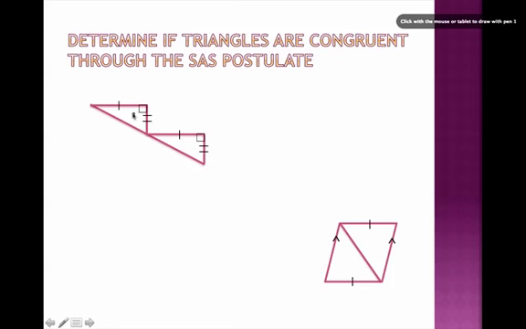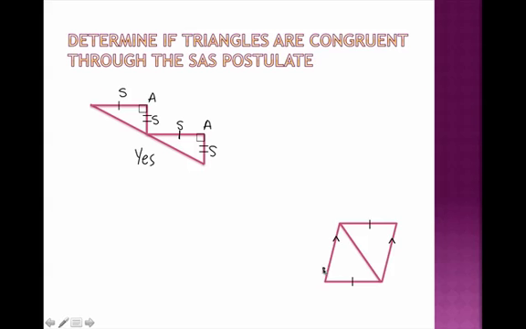So if we take a look, we have one side congruent to one side. So we've got a side. Do we have an included angle? Well, we've got another side right here. So this is our other side. And we do have the angle in between them. They both happen to be right angles. So yes, they are marked as congruent. So yes, these two triangles are congruent.